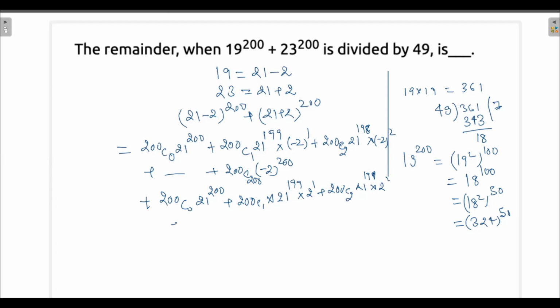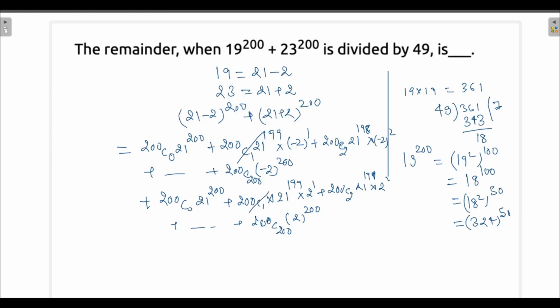And then I keep going, and then the last one will be 200C200. And then this will be minus plus 2 raised to the power 200. So if you look at all these odd terms, they will get cancelled out, because the even terms are positive, and the one which has the odd power of minus 2 is going to be negative. So this and this, and in that way all that will cancel out.